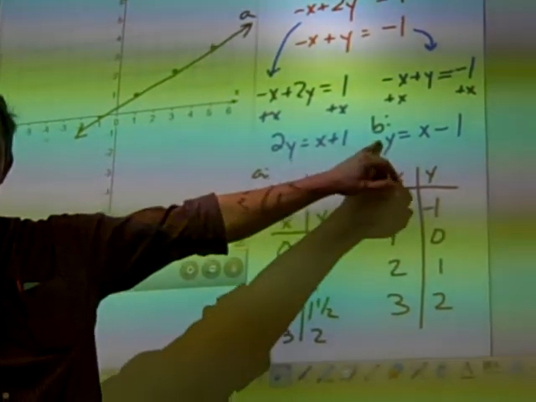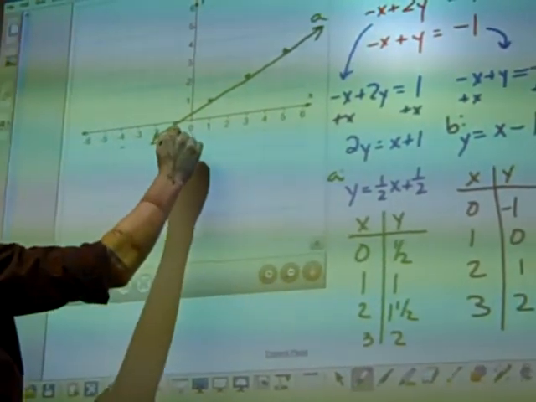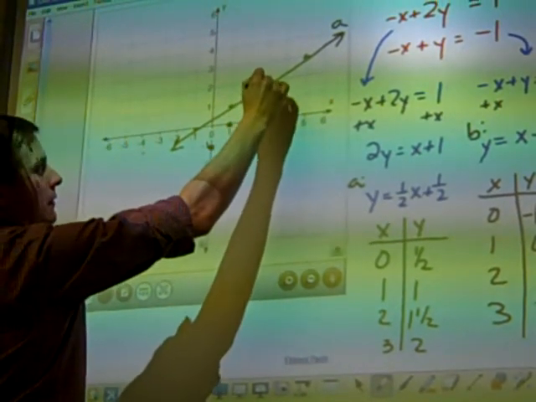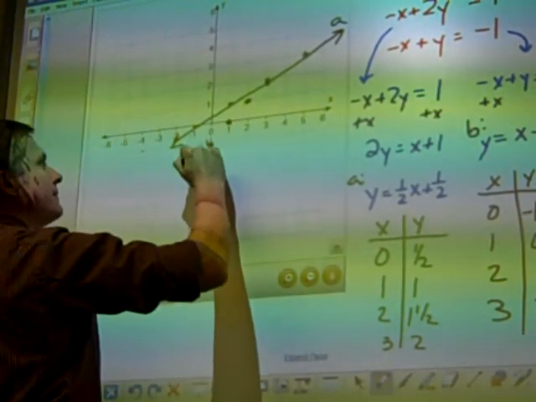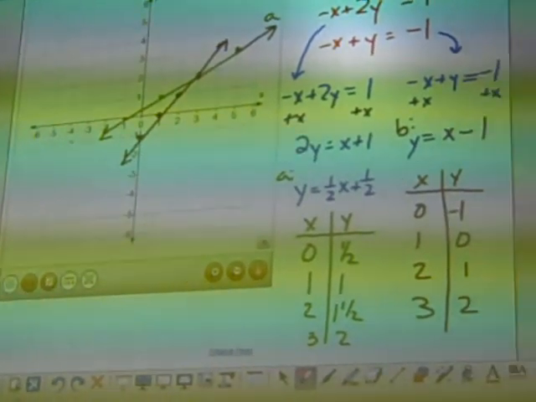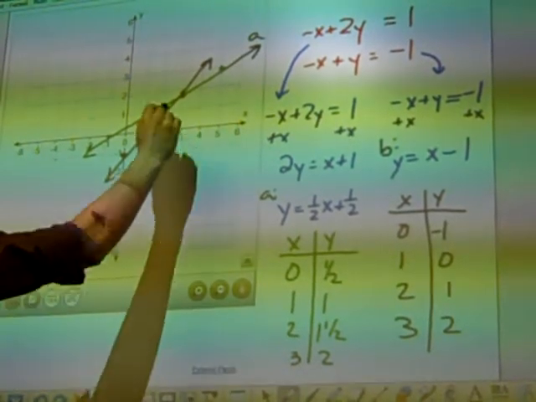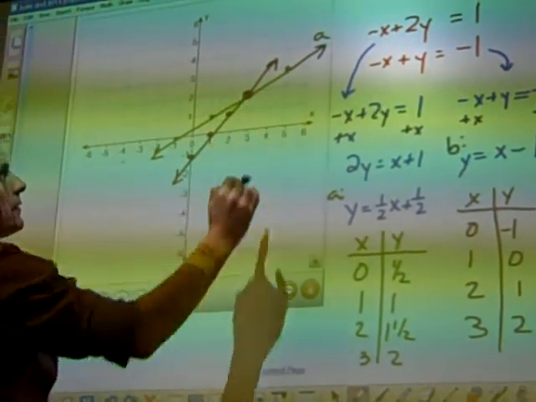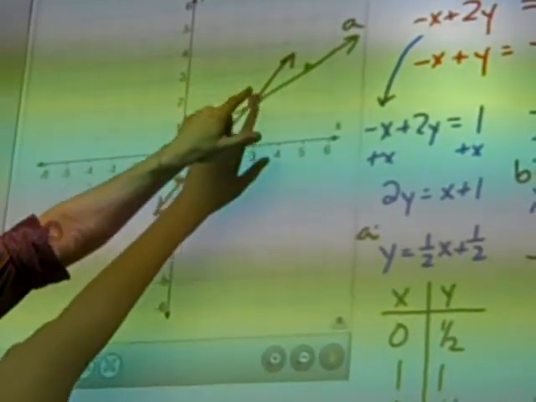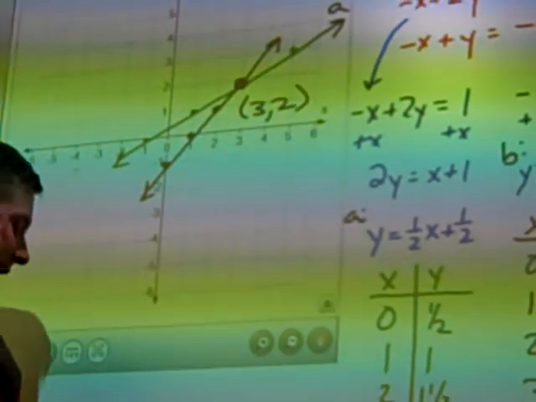Over on the other side, I can graph for this. (0, -1), (1, 0), (2, 1), (3, 2). I can plot all those points. And these lines intersect. And what I wanted you to catch is if you look at the graph where they intersect, that point is (3, 2). And that's the intersection of those two lines.